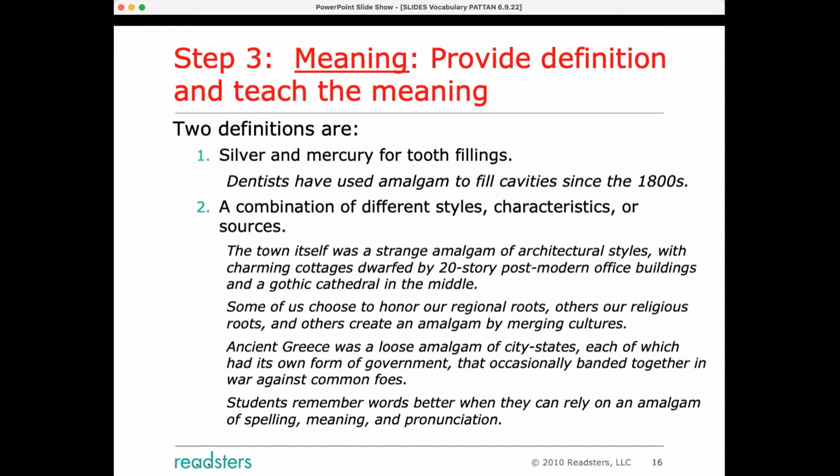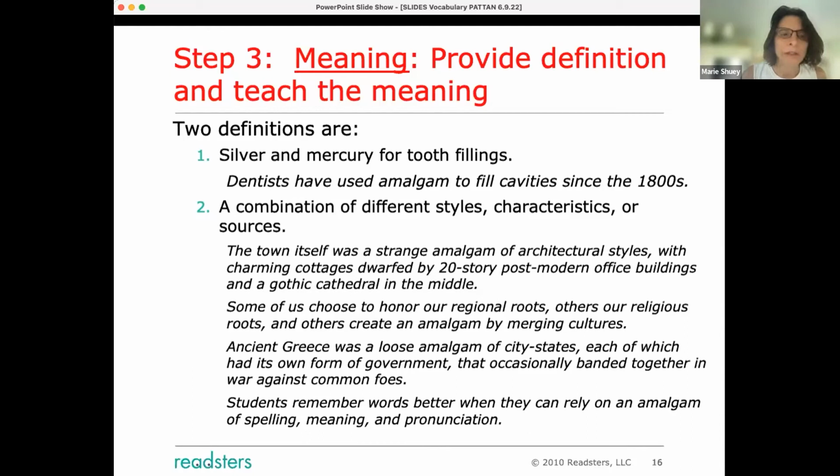So, Marie, would you read the first sentence to us, please? That's in italics, under number two, sorry. The town itself, strange amalgam of architectural styles with charming cottages dwarfed by 20-story postmodern office buildings and a Gothic cathedral in the middle. Awesome. So, Marie, can you tell me about this amalgam? Do you have a picture of what that amalgam might look like? It's like a blend of different styles of architecture, from modern to old to cottages. So like a mix. Okay, good.